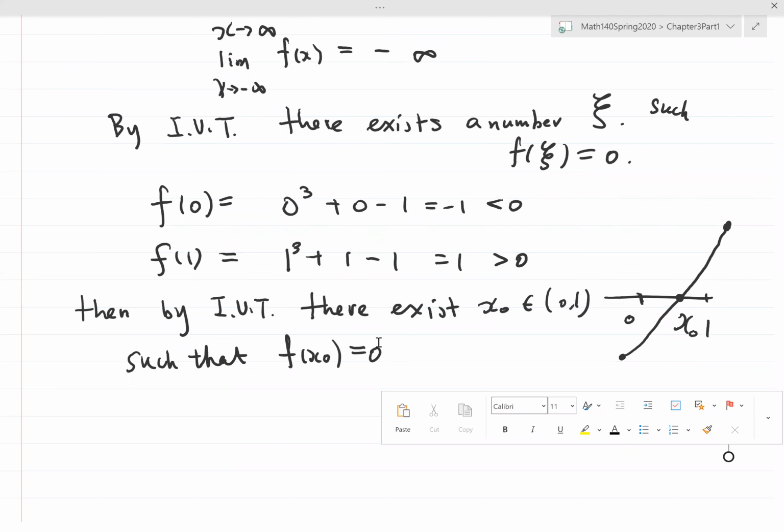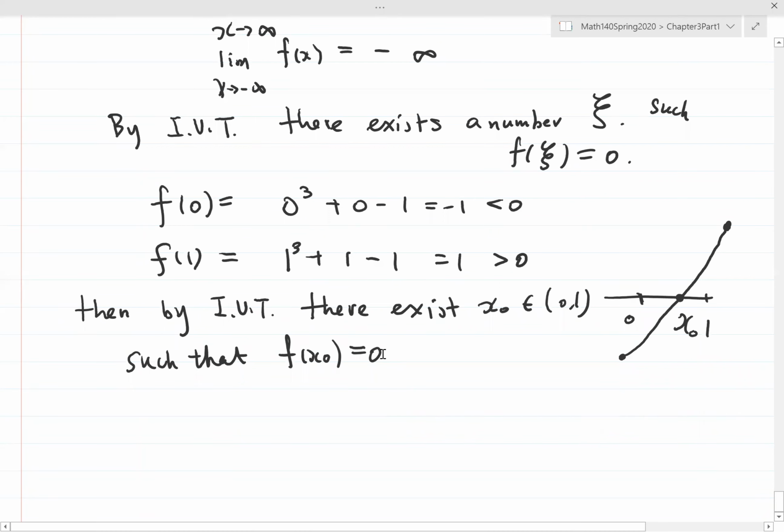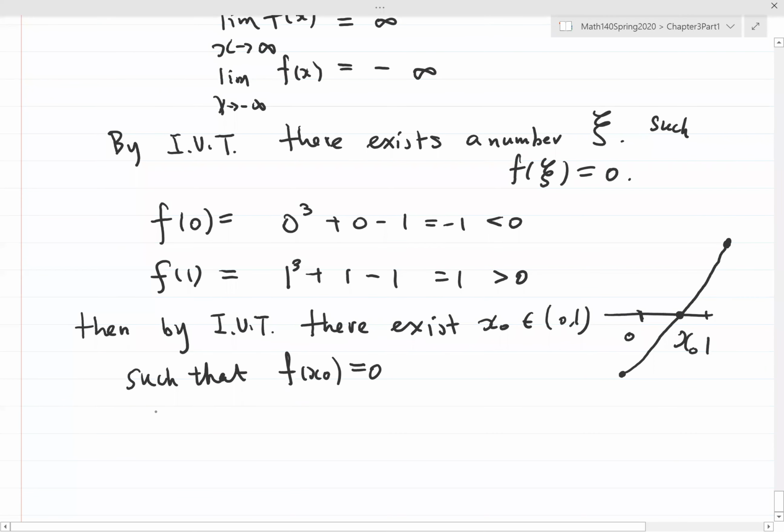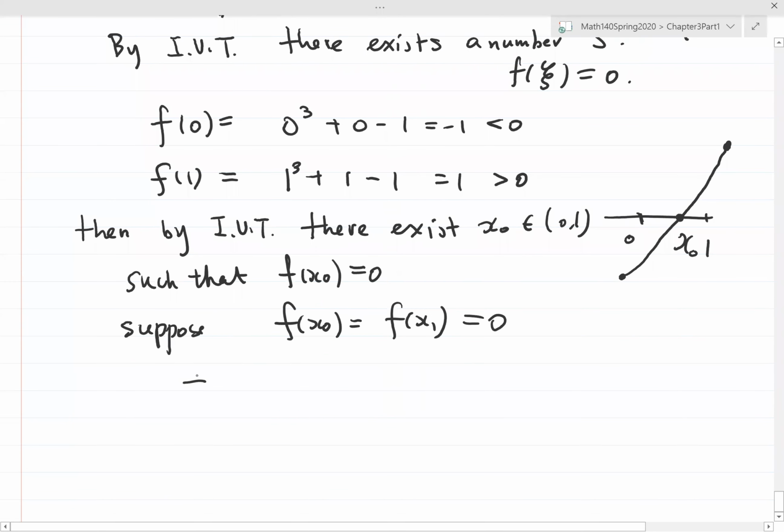Now we need to show that it cannot have more real roots. The key idea is if we assume there are two roots, then it satisfies the conditions of Rolle's theorem, so we can conclude that the derivative vanishes. Suppose there are two real roots, f(x0) equal to f(x1) equal to 0. Then by Rolle's theorem, f derivative at c vanishes. Conditions 1 and 2 are automatically satisfied because it's a polynomial.